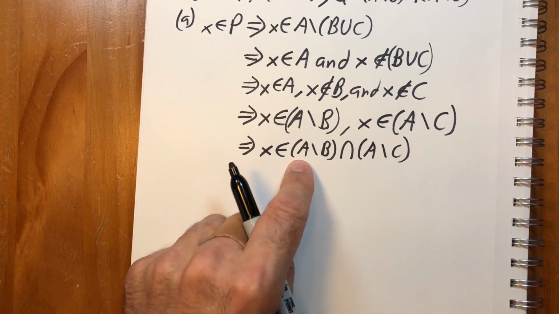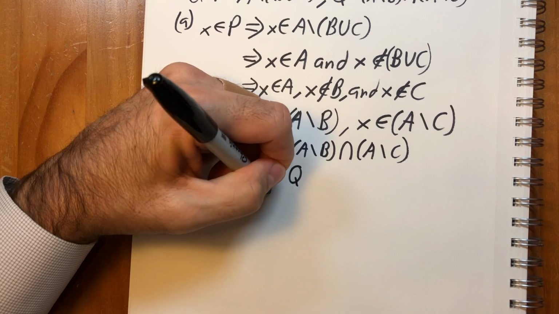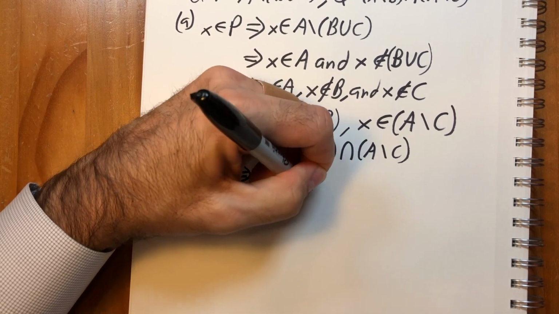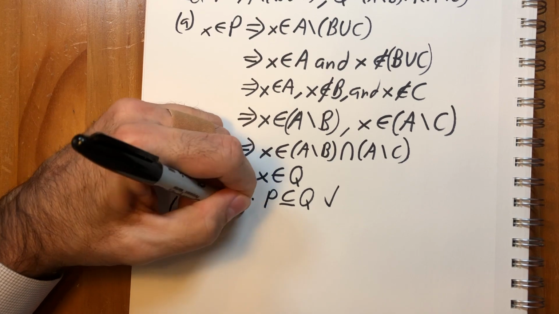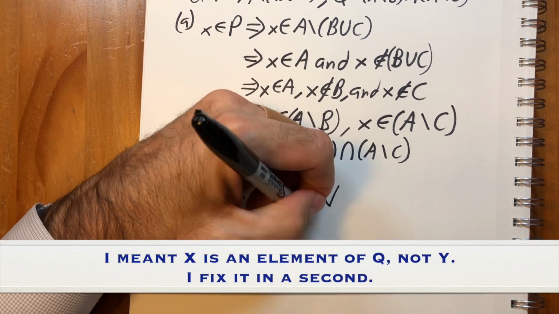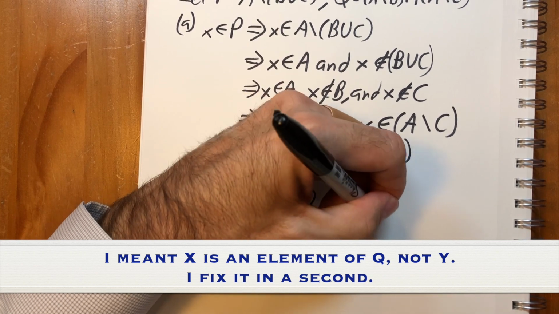And this is the definition of Q. Therefore, P is a subset of Q. Okay, B. Going the other way, let Y be an arbitrary element of Q. And then we just do the same thing. We just apply the definitions over and over.